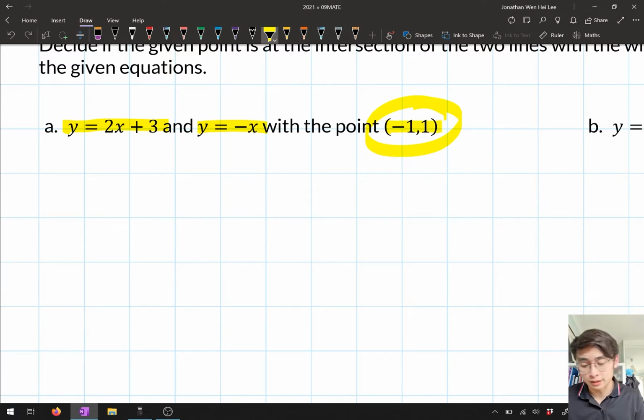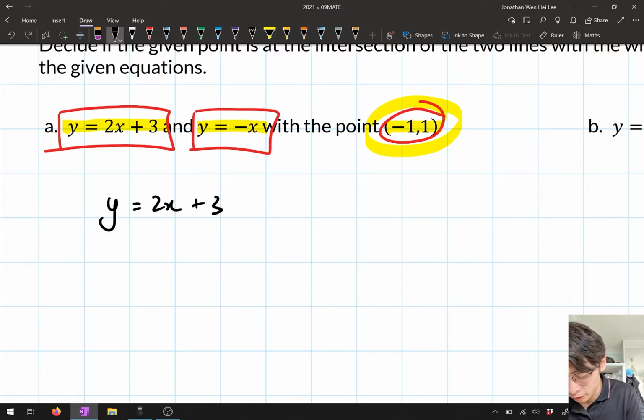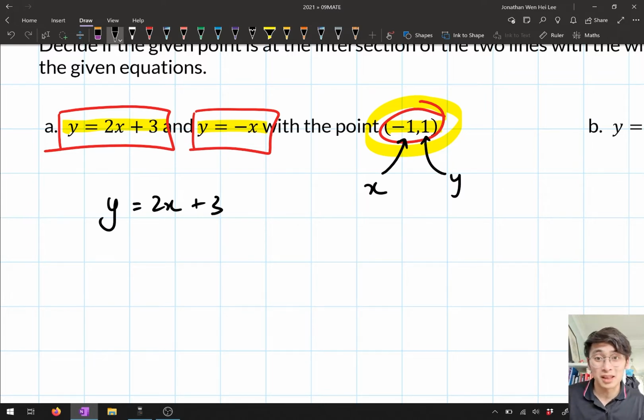Let's have a go at this. What I'm going to do is substitute this point negative 1, 1 into both of these equations and see if this point is on both of the lines. And if it is, it's at the point of intersection. So let's do that with the first one. So y is equal to 2x plus 3. Now if you have a look at the coordinate that I'm substituting, we've got -1, that is my x value, and I've got 1, which is my y value.